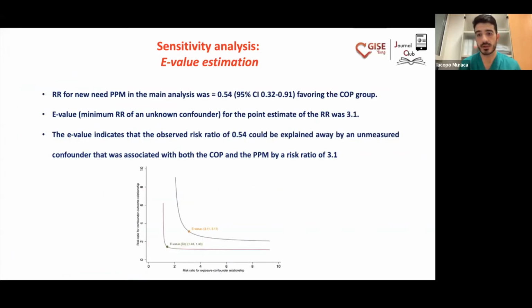The E value was also calculated, even in this case, as a sensitivity analysis. The E value substantially consists in the evaluation of the minimum relative risk that an unknown or unmeasured confounder should reach to overcome the association between the cusp-overlap technique and a lower incidence of permanent pacemaker implantation. In this case, obtaining a value of 3.1 is quite a high value, so it confirms the result of the study.